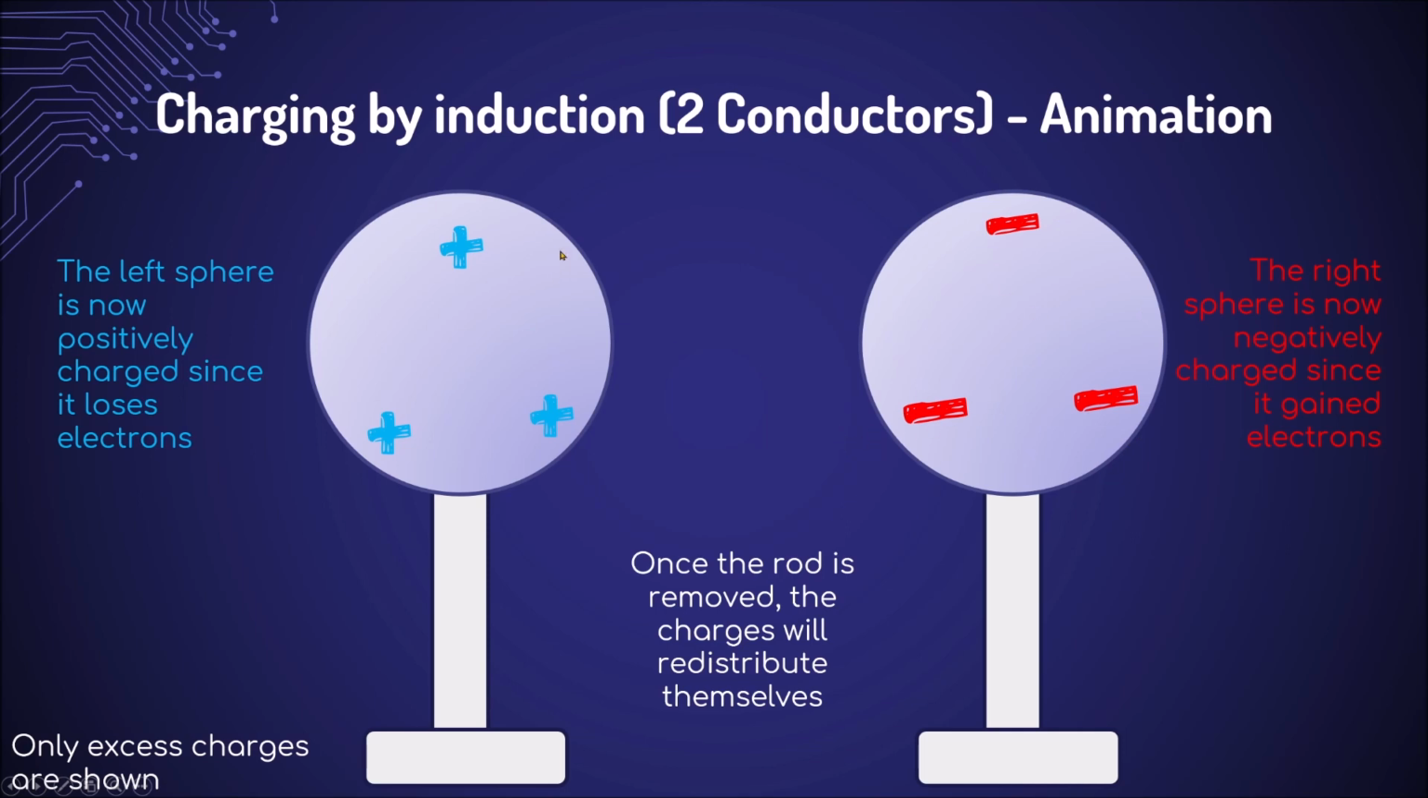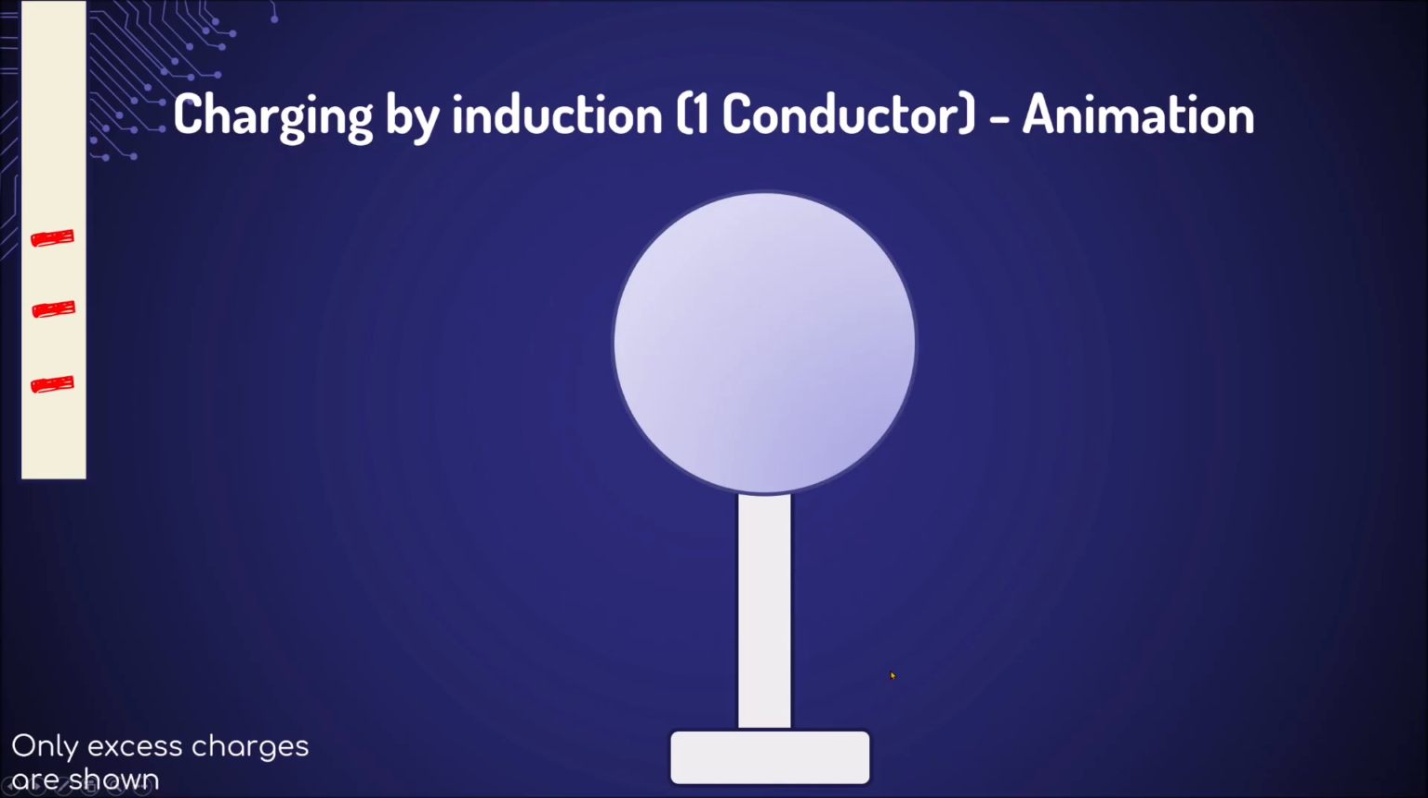Okay, so the excess charges will be gathered around the surface of the sphere, of the object. Okay, and that is charging by induction using two conductors. So let's continue with how we can charge by induction, and for this section we're going to just look at charging by induction using only one conductor.